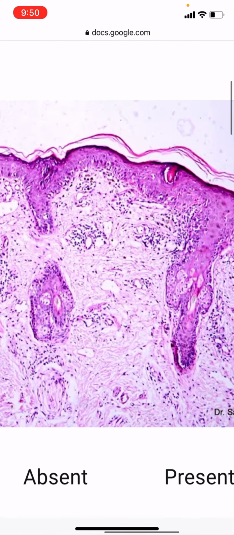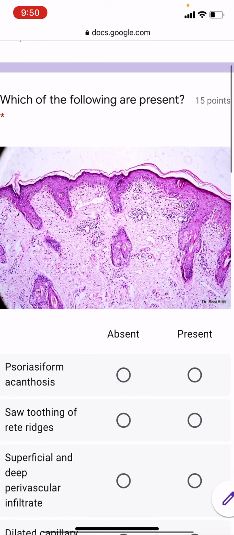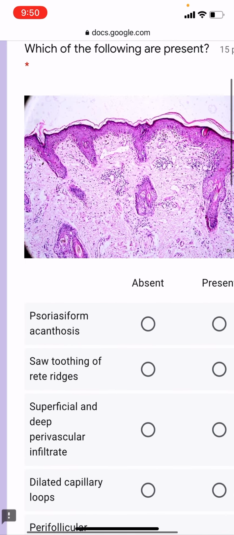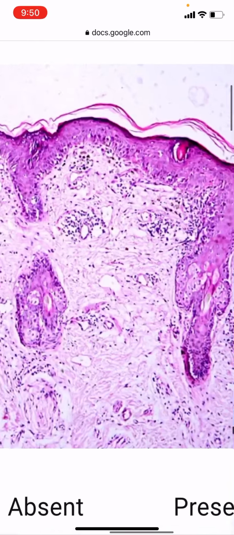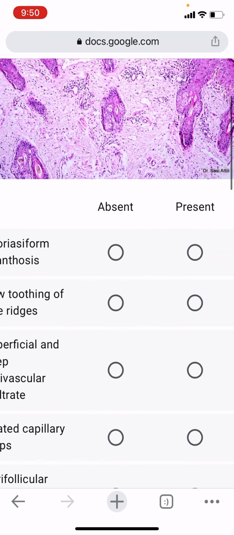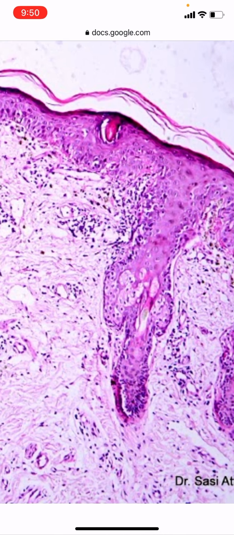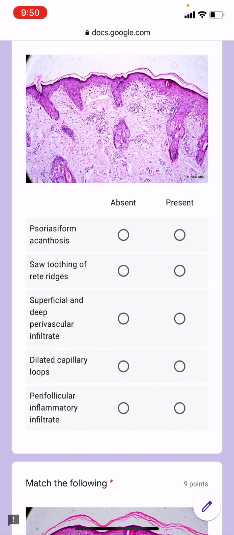So what you're essentially seeing is a relatively normal epidermis. There's no psoriasiform acanthosis, there's no sawtoothing of rete ridges, but there is a superficial and deep perivascular infiltrate, which is mild, with dilated capillary loops. You can see the dilated capillary loops here in the upper dermis, and there is also a perifollicular inflammatory infiltrate. So the answer to the first question is absent, absent, present, present, and present.